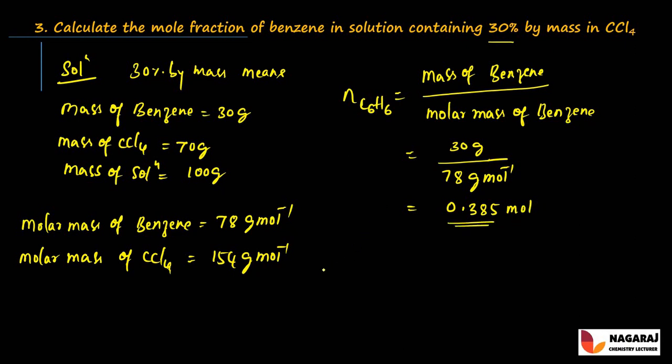Similarly, calculate the number of moles of CCl4. So number of moles of CCl4 is equal to mass of CCl4, 70 grams, divided by molar mass of CCl4, 154 grams per mole. On simplification, it gives 0.455 moles.